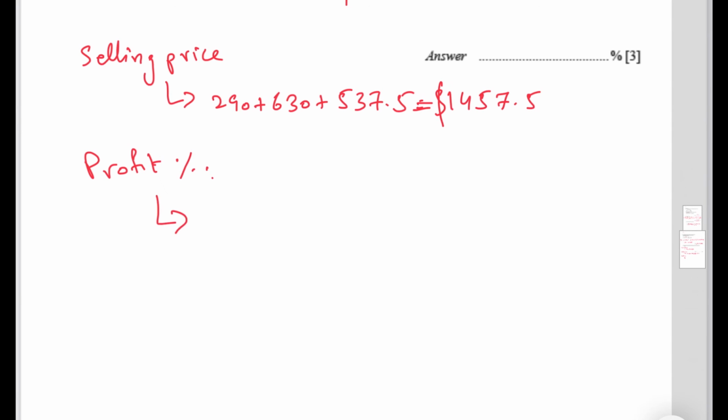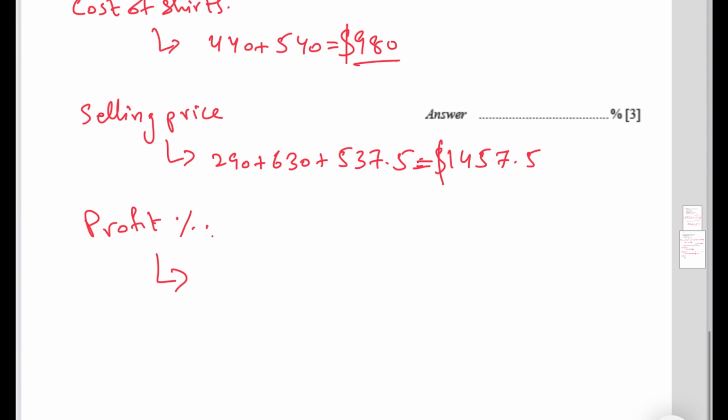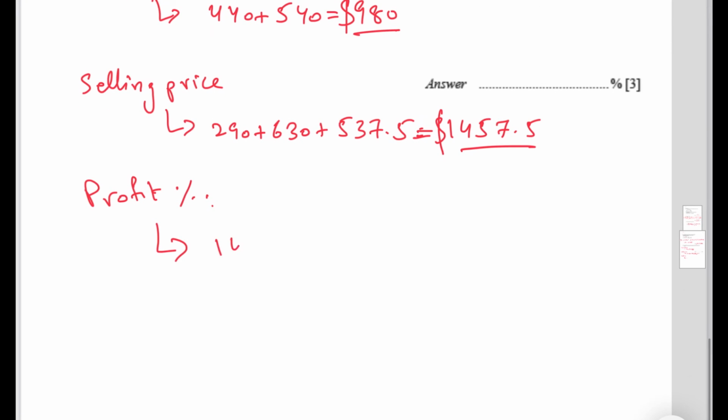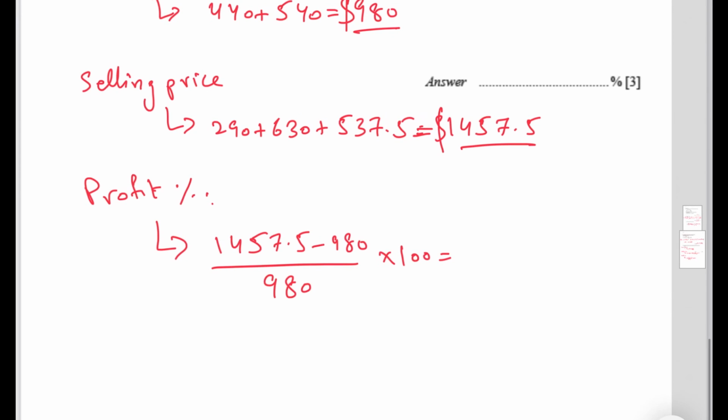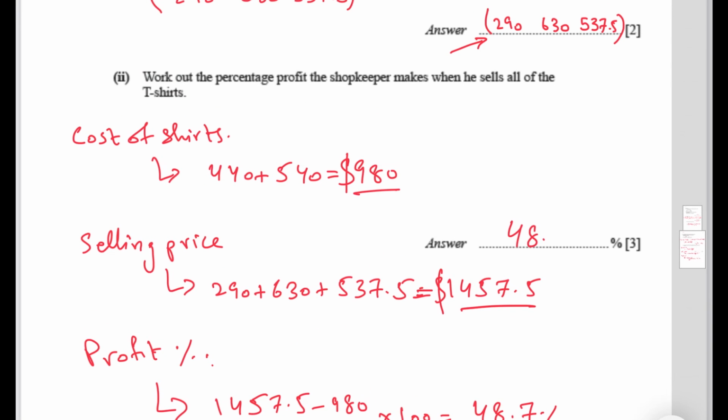Okay, now let's calculate the percentage profit. So we subtract the cost from the selling price, which is 1457.5 minus 980, divided by 980 and multiply this by 100. Let's see what we get. 1457.5 minus 980 divided by 980 times 100. We get 48.7%, which is your answer, so you write it over here. 48.7. I hope this question made sense.